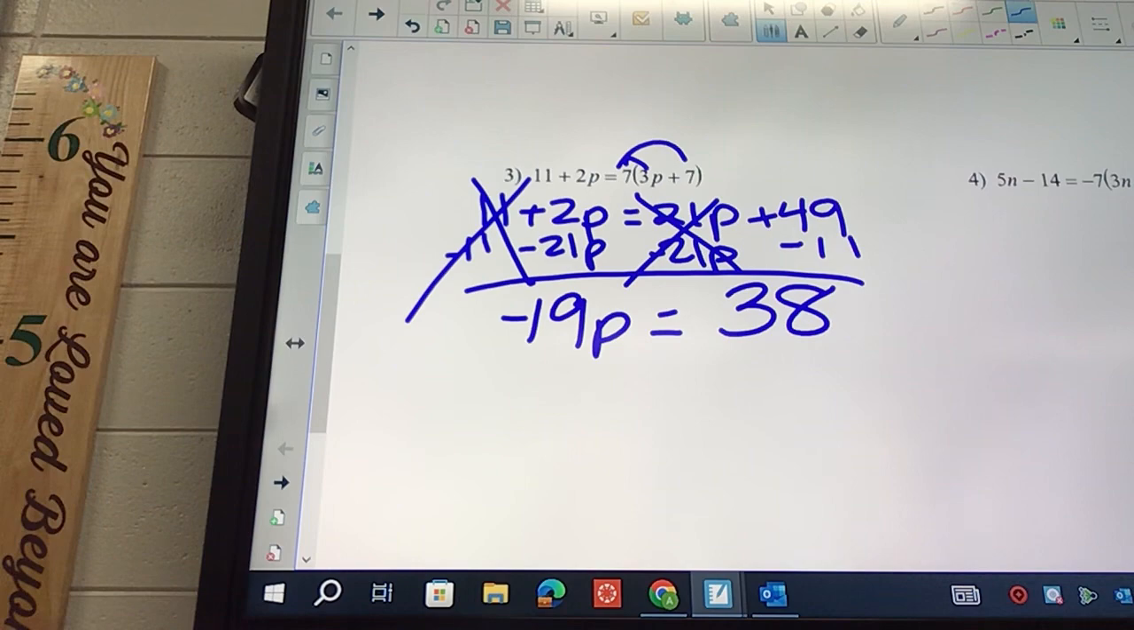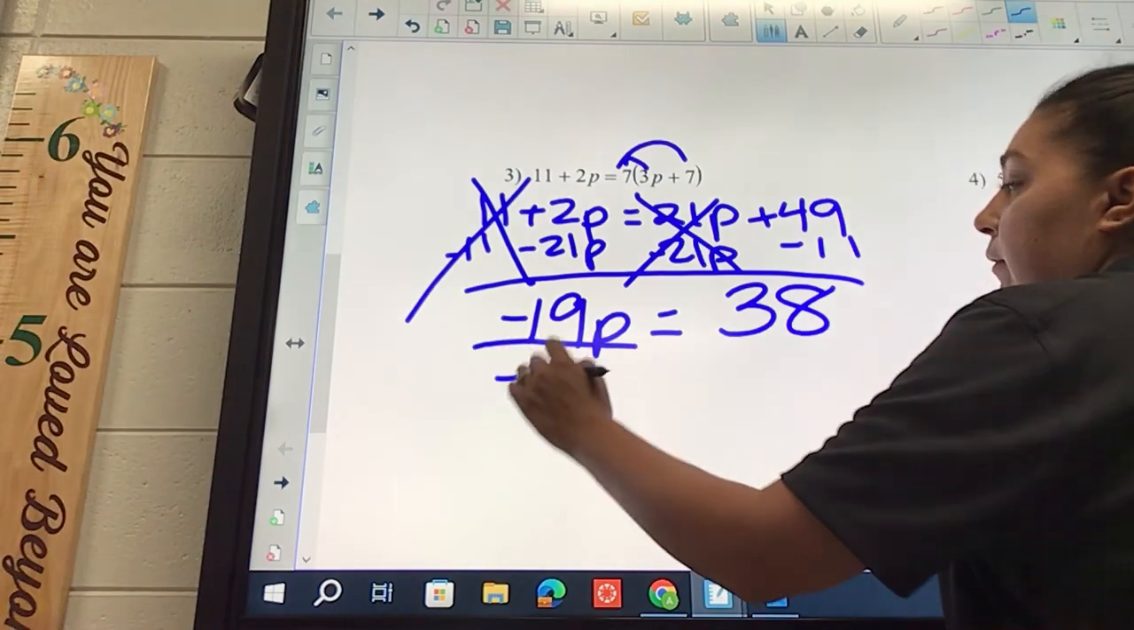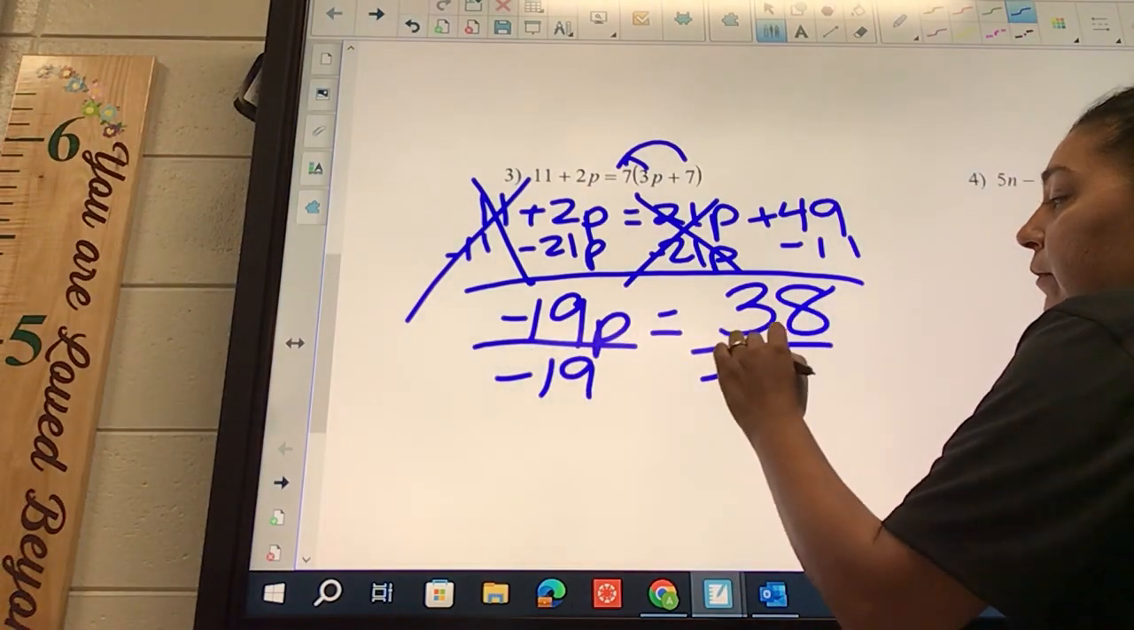And then our last step is always to do what? Divide. Divide by negative 19. And what is that? Negative 2.